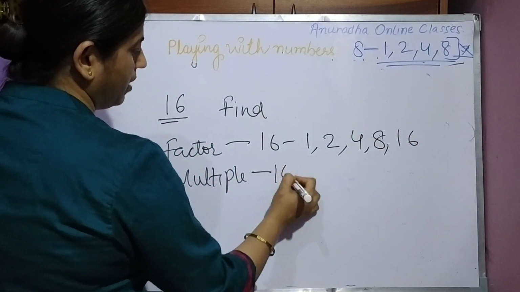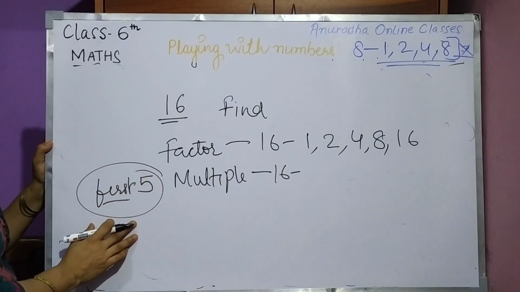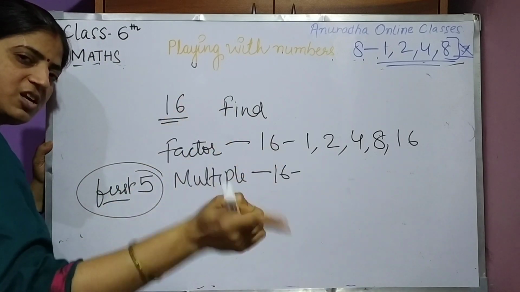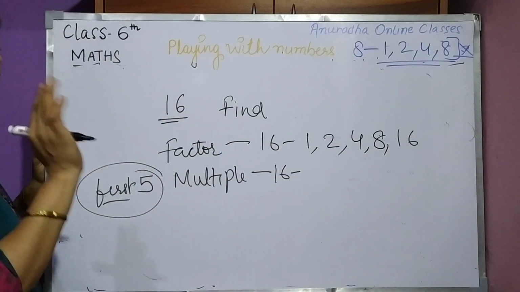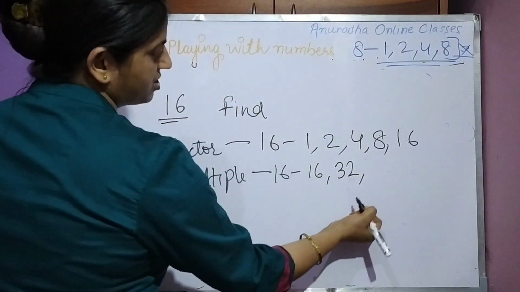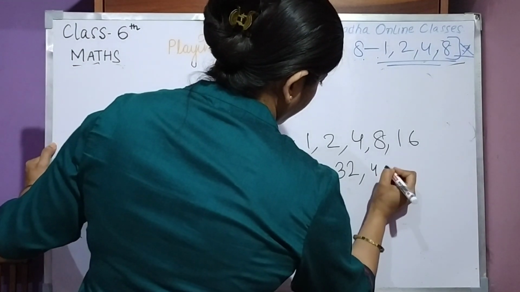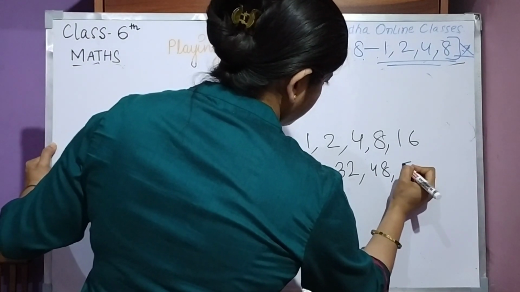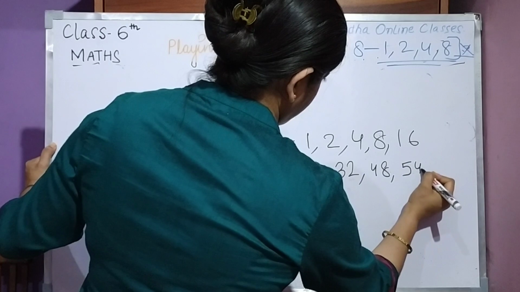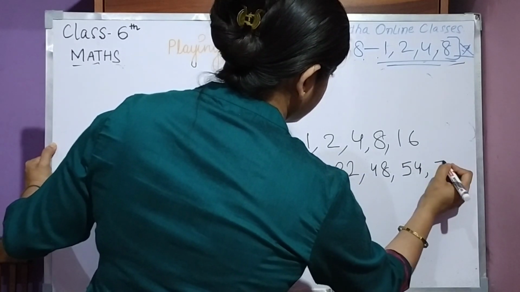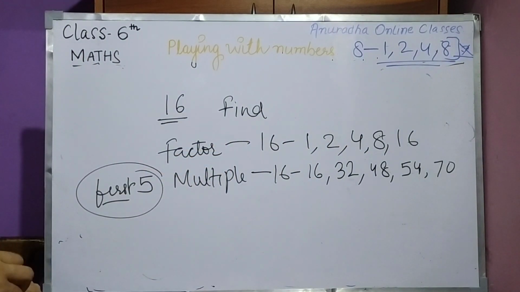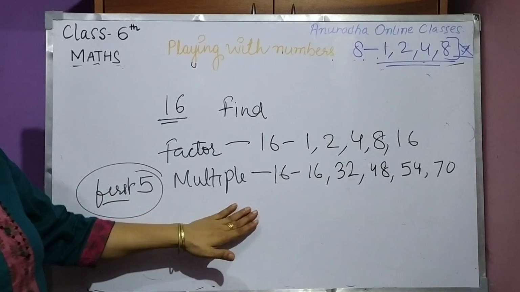Now what are the multiples? What they have asked is the first 5. First 5 means 16 into 1, 16 into 2, 16 into 3, 16 into 4 and 16 into 5. So 16 1s are 16, 16 2s are 32, 16 3s are 48, 16 4s are 64, and 16 5s are 80. So these are the first 5 multiples of 16.